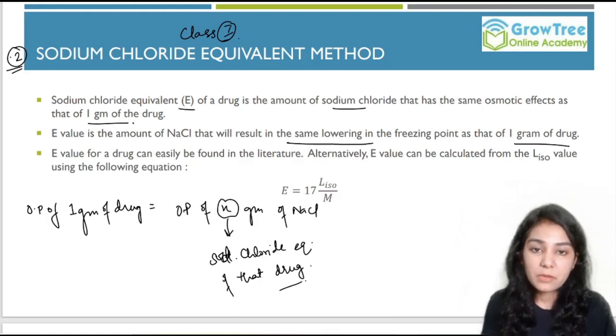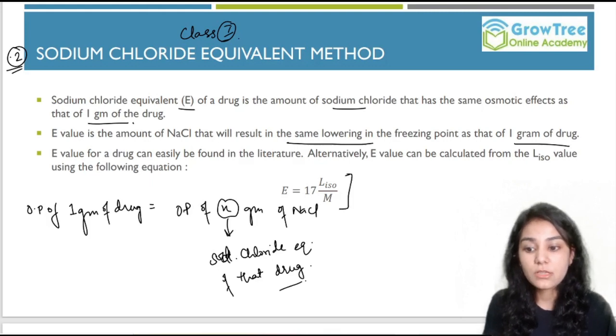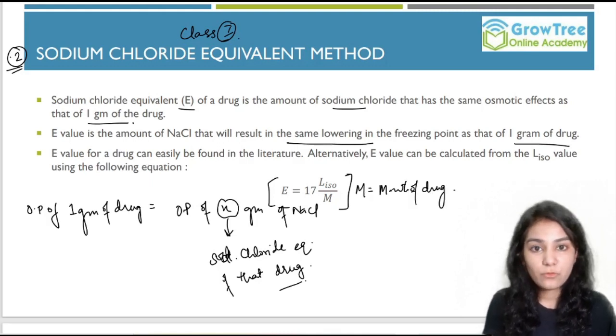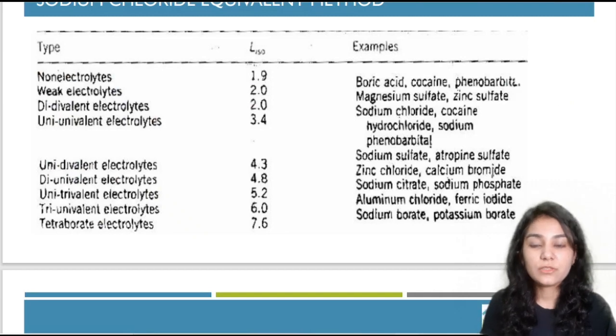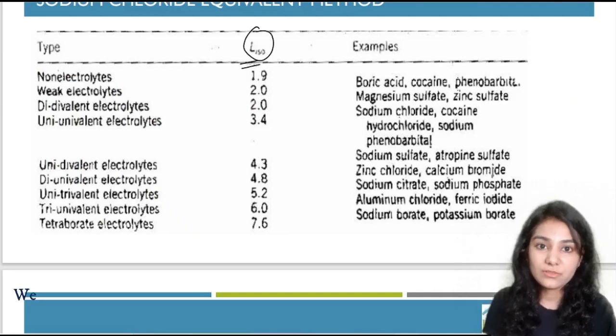The E values can easily be found in the literature, but alternatively they can also be calculated by one very simple formula, which is E equals 17 into L iso upon M. Here M is the molecular weight of the drug. The L iso values can also be easily found in the literature. You can refer to this simple table for noting down the L iso values of some commonly used adjusting agents.